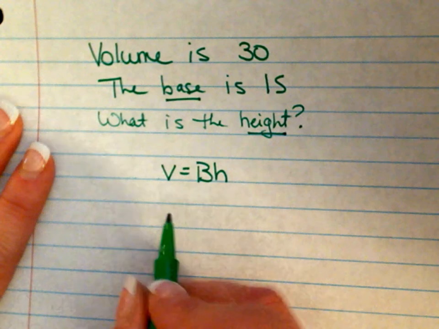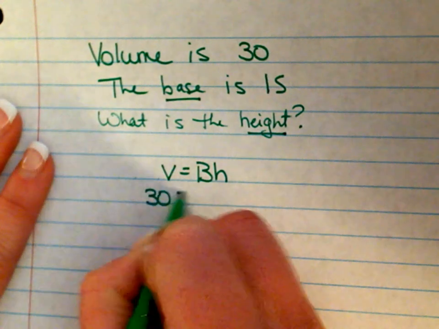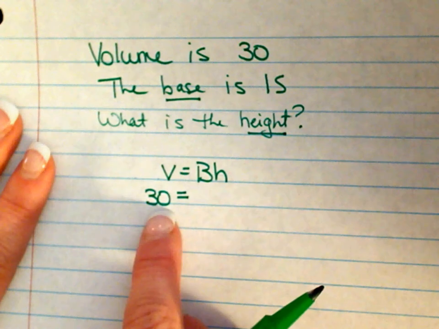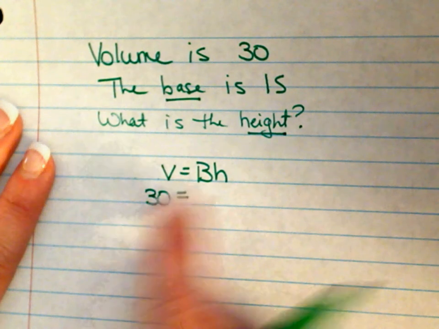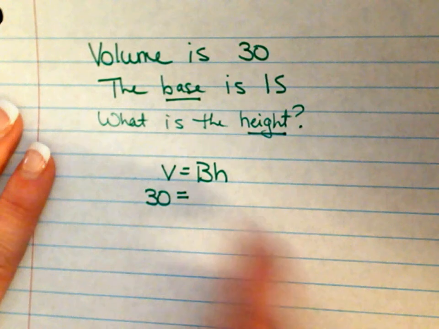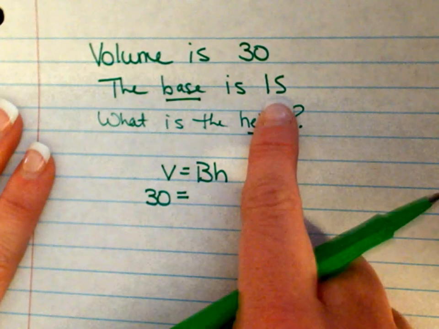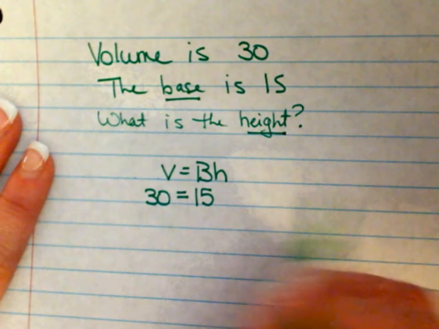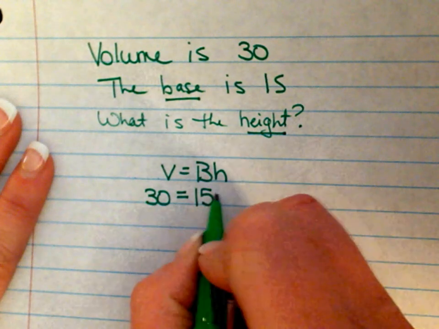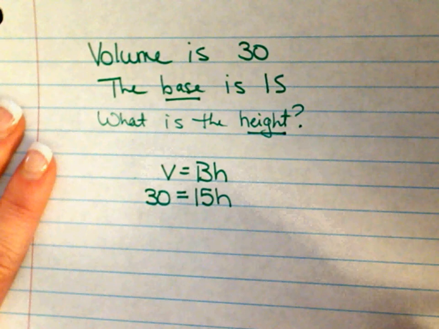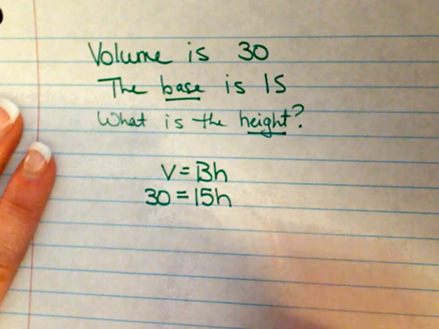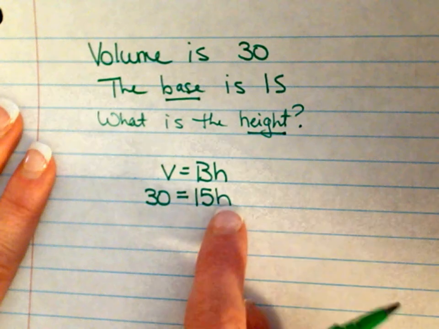This time, do I have volume? Yes, so I'm going to write it in. This is the piece a lot of you forget, is you leave that out even when you have it, but you need it to calculate the height. Do I have base? Yes, base is 15. Do I have the height? No, but I don't want to just let go of that H, because that H reminds me I'm still looking for something. I have a missing number.